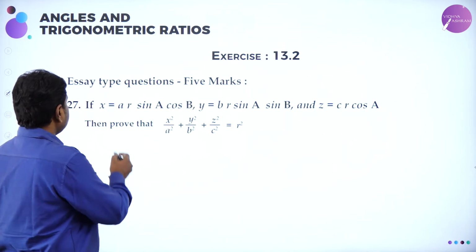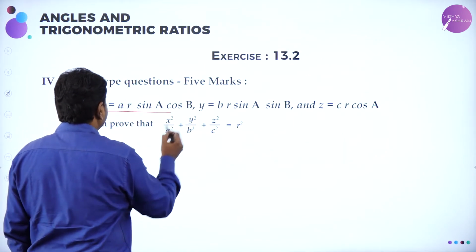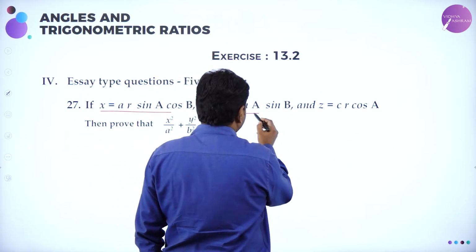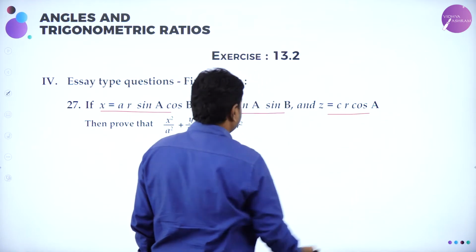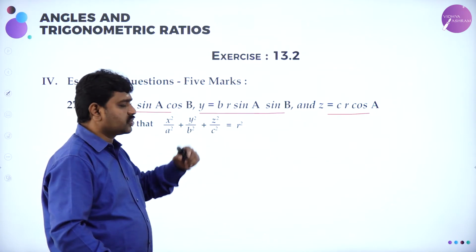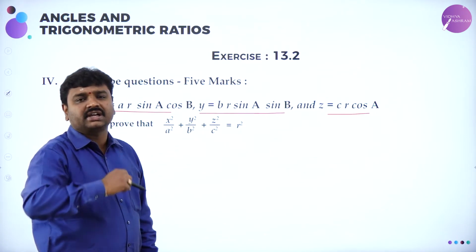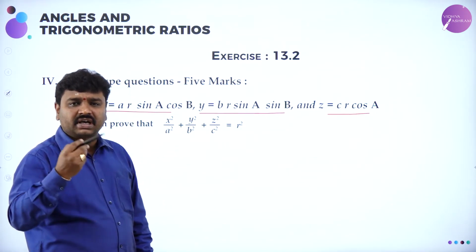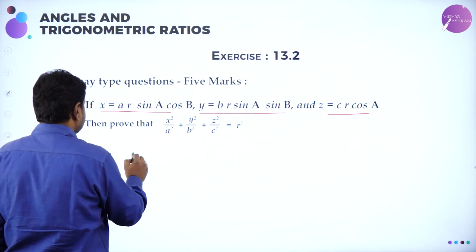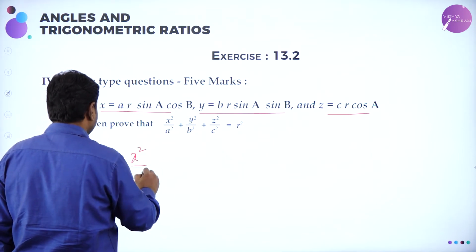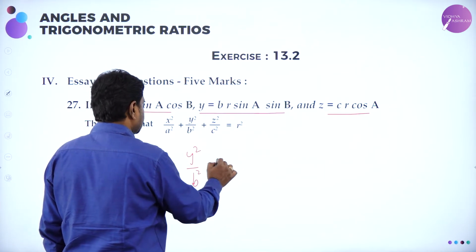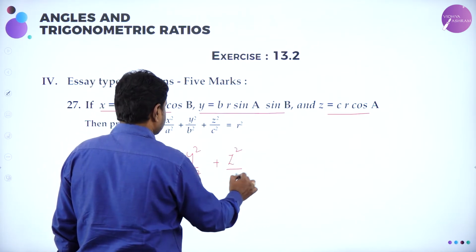Next. Same, if x is equal to a r sin A cos B, y is equal to b r sin A sin B, and z is equal to c r cos A, they want us to prove x square by a square plus y square by b square plus z square by c square equals r square. Again take LHS, substitute the value of x, y, z and arrive at RHS. So consider LHS. What is LHS? X square by a square plus y square by b square plus z square by c square.